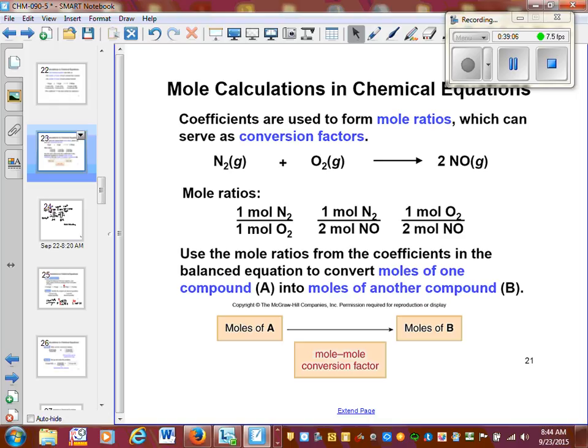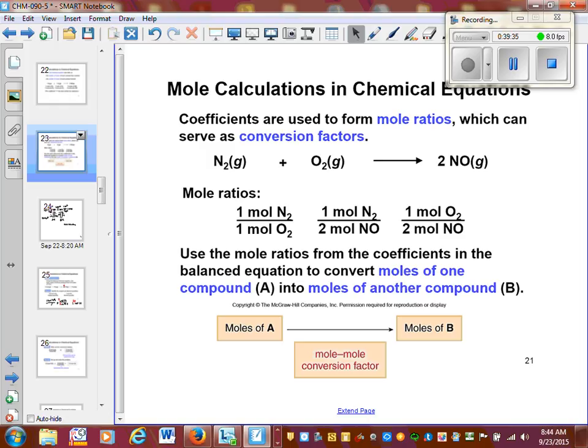So if I wanted to get 4 moles of this, how many would I have to start with here? 2. If 1 gives me 2, 2 gives me 4. 4 gives me 8. So to go from moles of A to moles of B, we can use a mole-mole conversion factor.